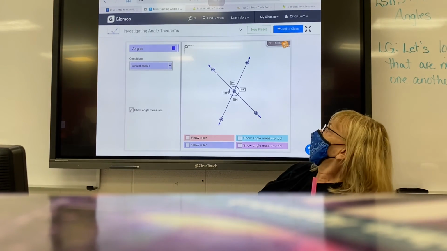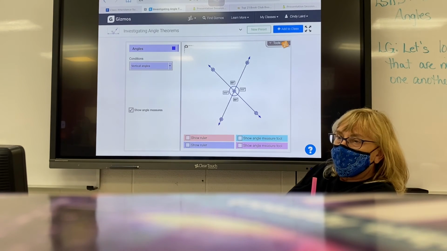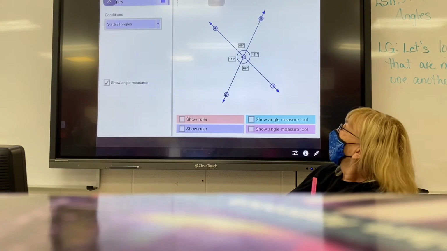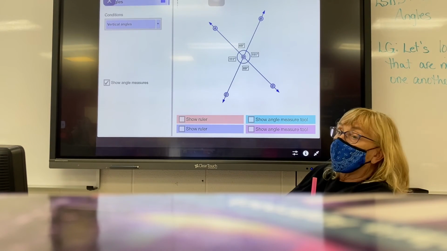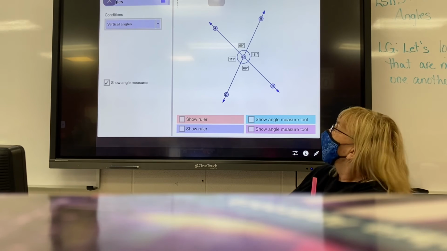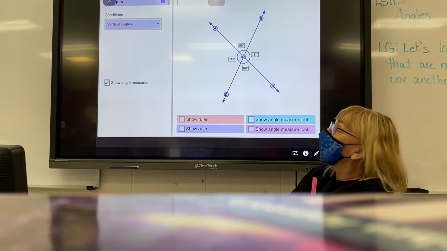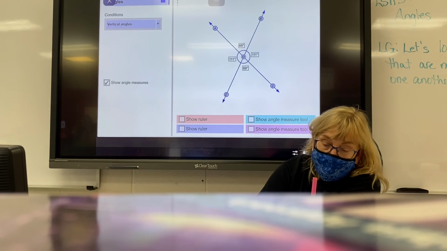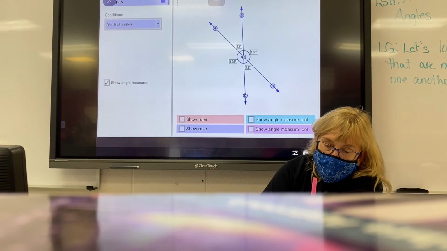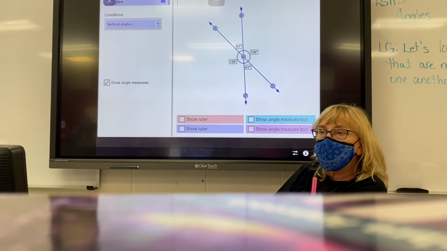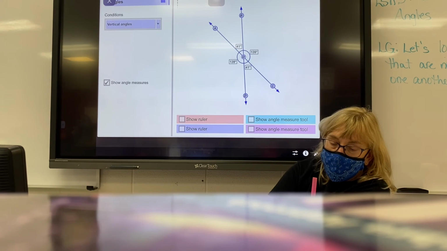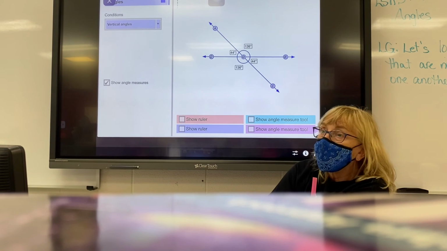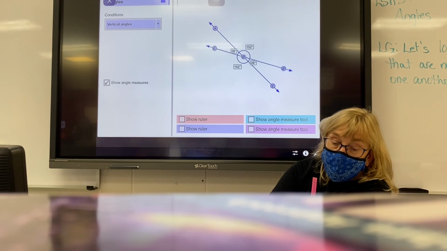So what do you notice? What do you notice about the vertical angles? They are congruent. This is congruent to this. This is congruent to this. If I move this, do I still have the same relationship? Yes. Are they also still congruent to the one that's opposite of it? Yes.